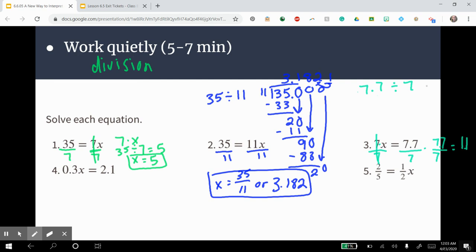If you didn't see that, you could have plugged that into a long division symbol, divided away. 7 goes into 7 once. 7 times 1 is 7. Subtract, bring up the decimal, drop that 7 down. 7 goes into 7 once. And that would be 7, and you'd be left with 0. So either way, you would have got for number 3 that x is equal to 1 1/10, or 1.1.